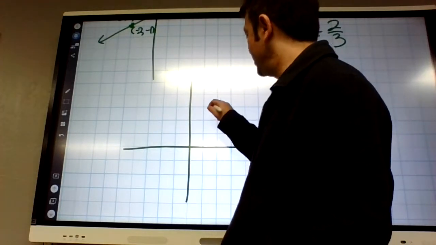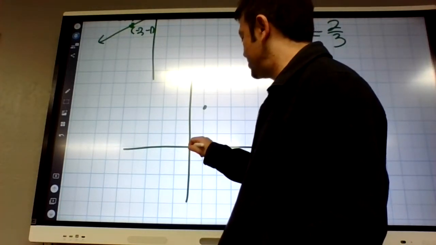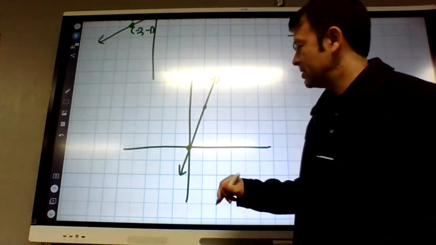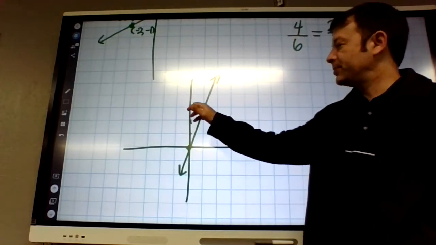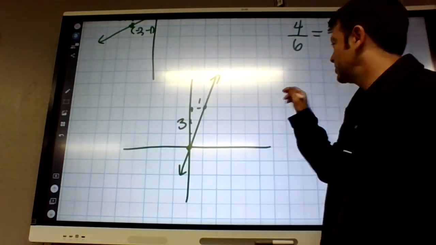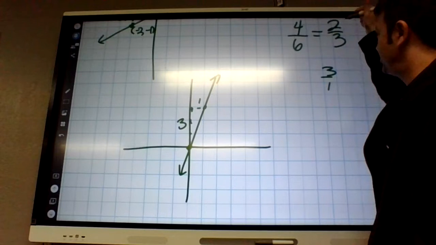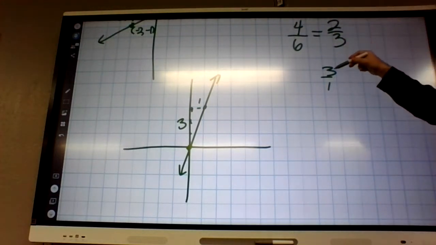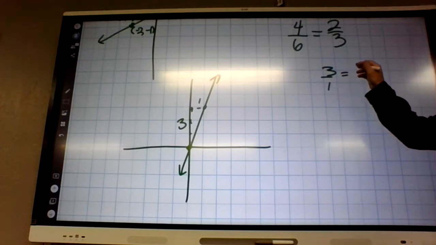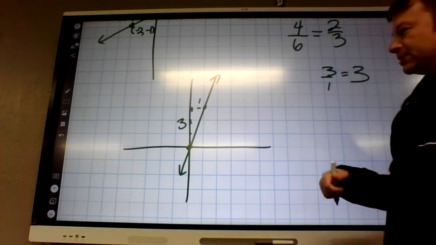Okay, what do you think would happen to the slope if I made it steeper? So what's the rise from here to here? 3. What's the run? 1. So it's 3 over 1. So what happened to the slope? Bigger. It went from 2/3 to 3 over 1. You could say 3 over 1 or 3.